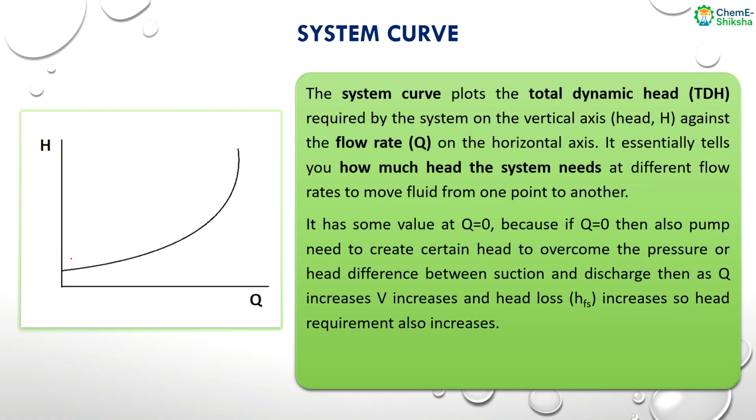Now the next is the system curve of a pump. The system curve is also an H versus Q curve, but this H is not the head developed by the pump, it is the head requirement in the system. The system curve plots the total dynamic head TDH required by the system on the vertical axis against the flow rate Q on the horizontal axis. It essentially tells us how much head is required in the system for different flow rates to move the fluid from one point to another point.